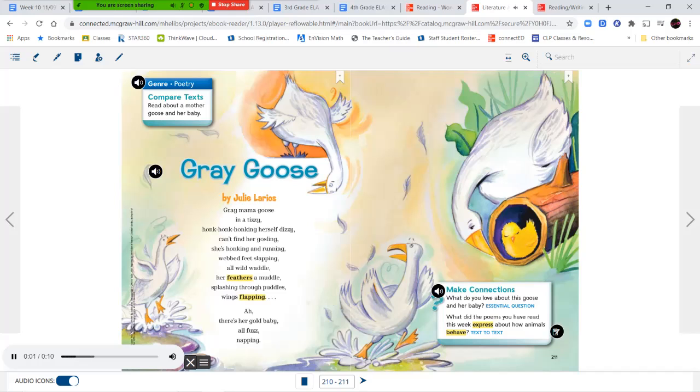Make connections. What do you love about this goose and her baby? What did the poems you have read this week express about how animals behave?